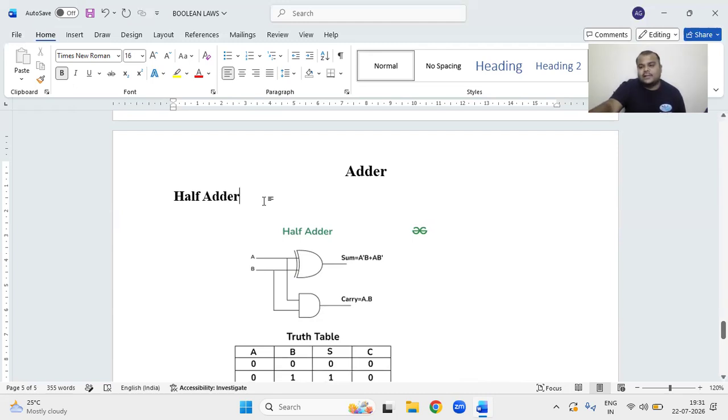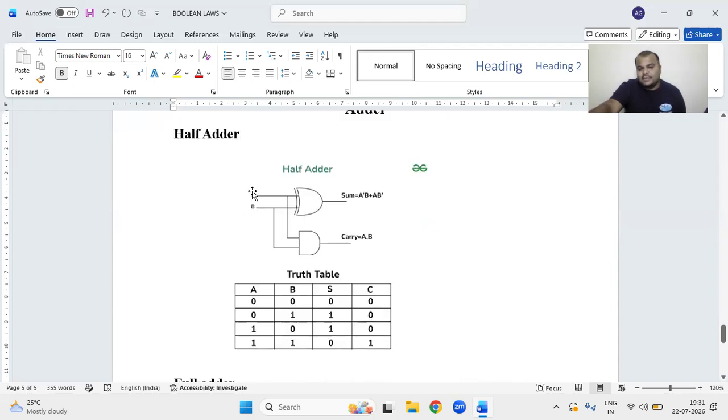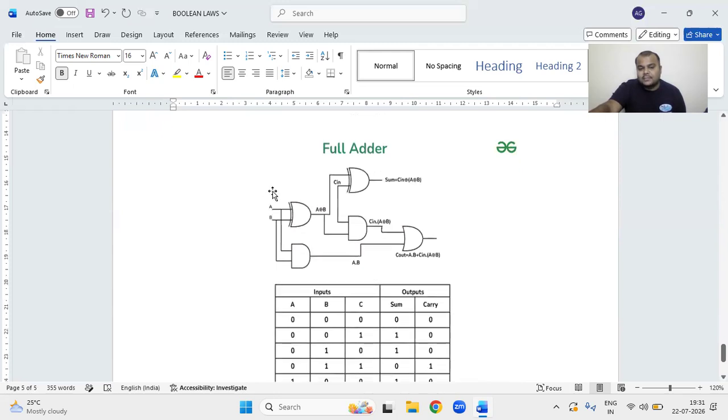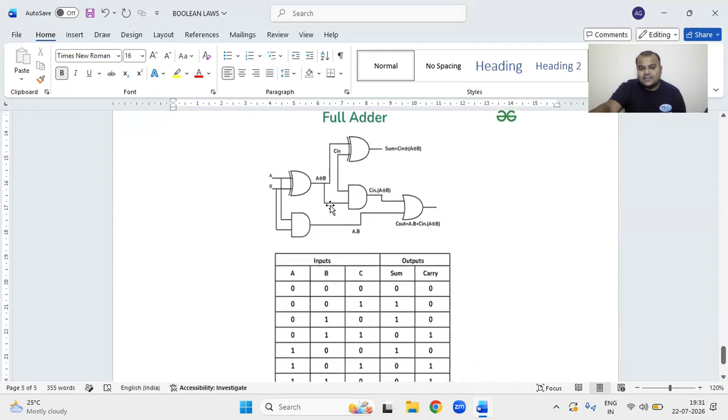Half adder, what are the inputs for half adder? Only two inputs. A and B are the inputs, and what is the output? Sum and carry. In the half adder, there are two inputs and two outputs, sum and carry. In the full adder, there are three inputs, A, B, and what is the other one? We have the C. There are three inputs, A, B, and C, and there are two outputs, sum and carry.